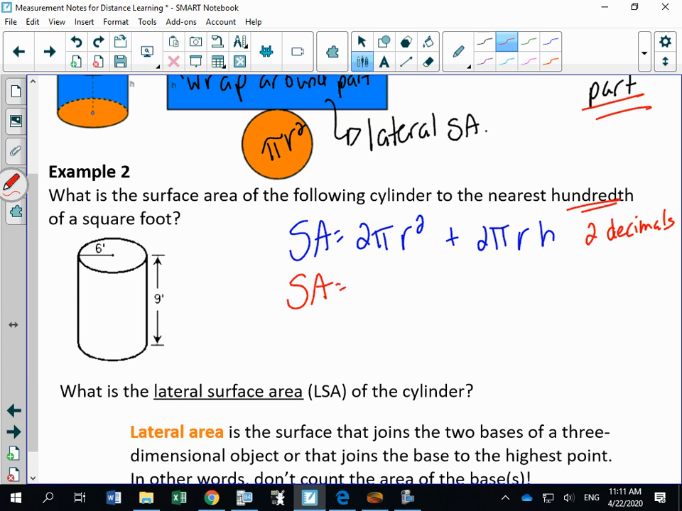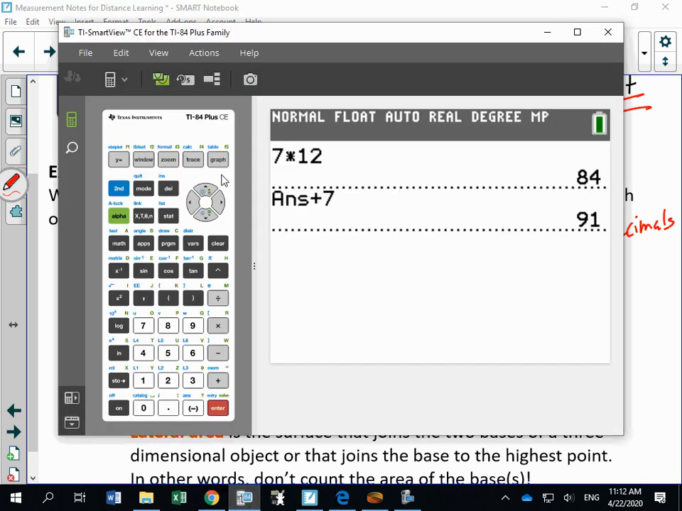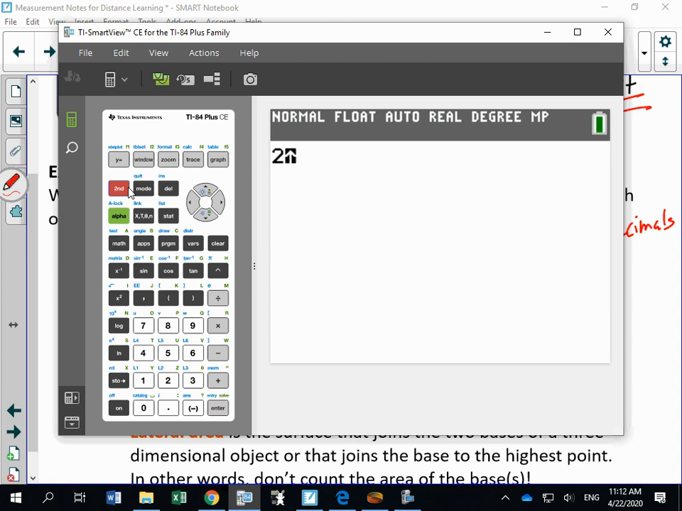So surface area is equal to 2 pi r squared, where r is my radius of 6 feet, plus 2 pi r h, where my radius is 6 feet and the height of this cylinder is 9. The nice thing about this formula is it's easy to punch in as one string on your calculator. So 2, pi button, r squared, and r was 6, close that bracket and square it, plus 2, pi button, the radius again was 6, and the height is 9.